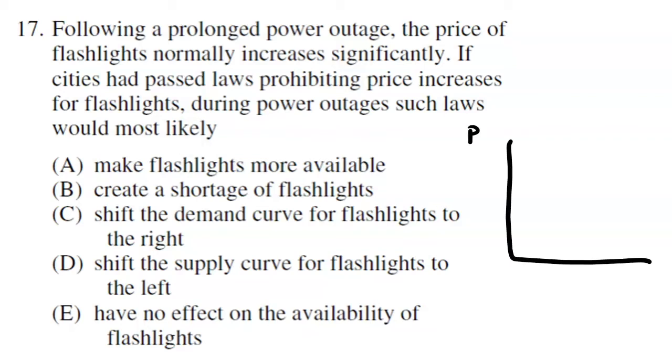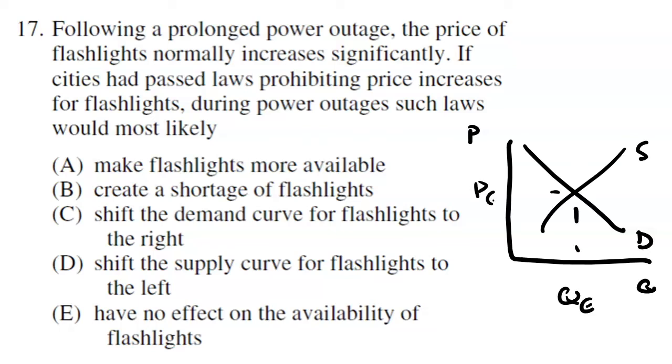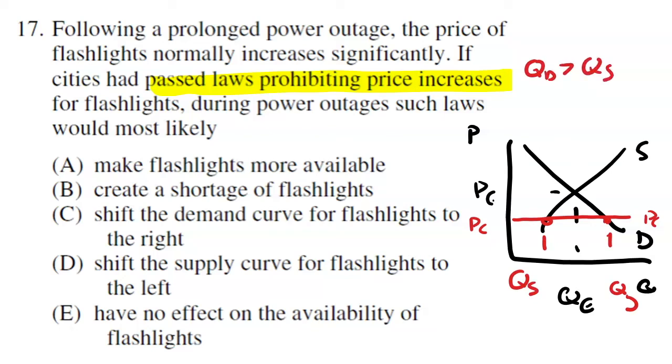So here, we have price, we have quantity. Then let's say this is the market for flashlights, right? So this is our quantity equilibrium and our price equilibrium. Well, if the question is saying that they passed laws prohibiting price increases, that means they created a price ceiling. And at our price ceiling, this is our quantity supplied, this is our quantity demanded. So our quantity demanded is greater than our quantity supplied, so it creates a shortage of flashlights. So that's why B is the correct answer here.